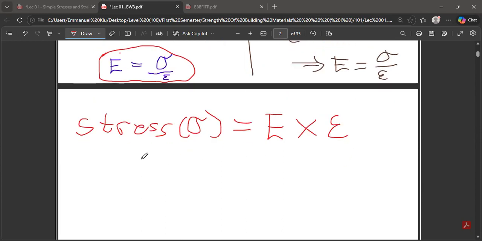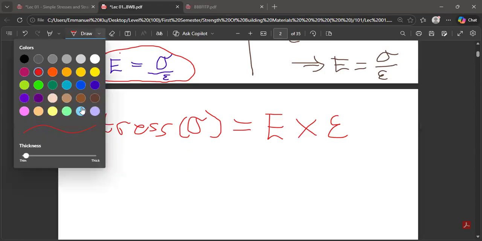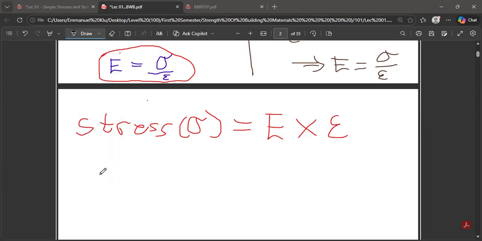strain. Also, if you are looking for strain, if you want strain, what do you think is going to be the formula for strain? Can anyone tell me the formula for strain?